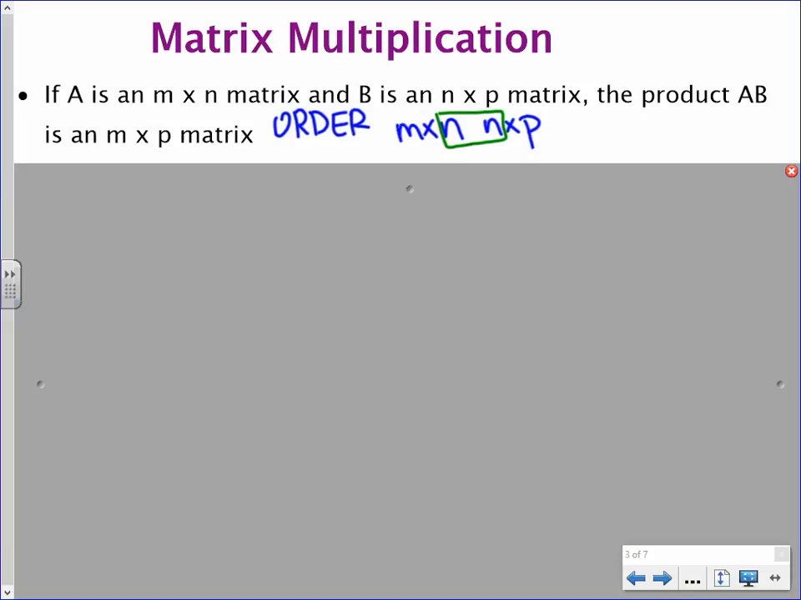Okay? So the number of columns in the first have to match the number of rows in the second. Let me say this again. The number of columns in the first need to match the number of rows in the second. Okay? And then the product is going to be M by P. What's on the outside?